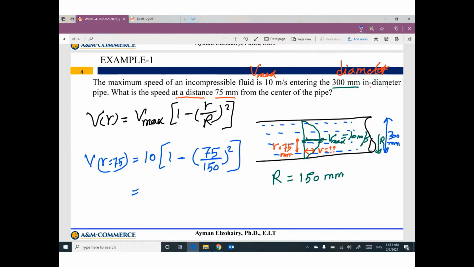So I can figure out the velocity, just a piece of cake. 75 divided by 150, all squared, times 10 equals 7.5 meter per second.